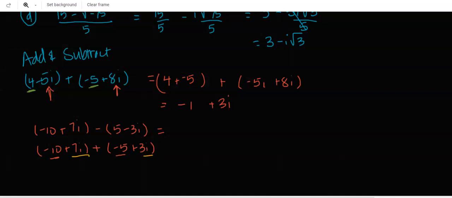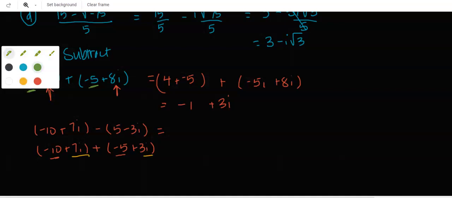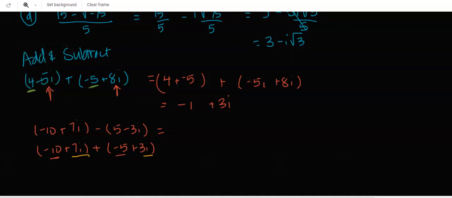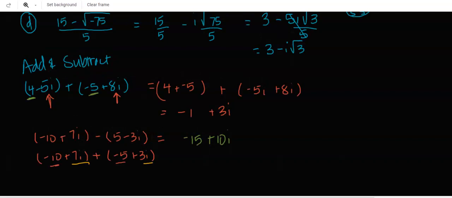Then I'm going to add the real parts, and then I'm going to put together the imaginary parts. So the real parts together, I have negative 10 and negative 5, which would be negative 15. And then I have a positive 7i and a positive 3i, and that would be positive 10i. All right, so that's adding and subtracting complex numbers. Now let's talk about multiplying, and then we'll finish up when I see you again.